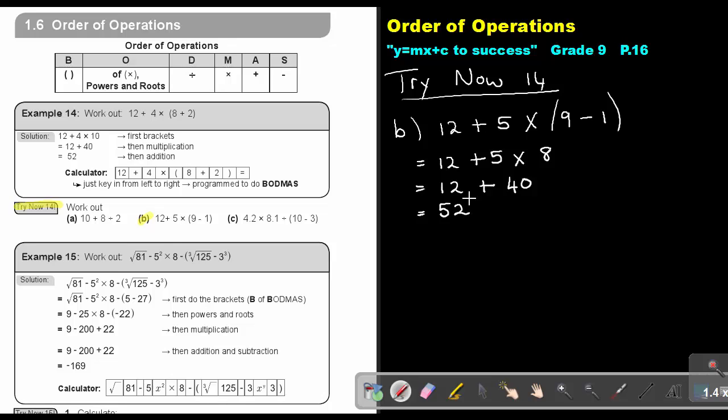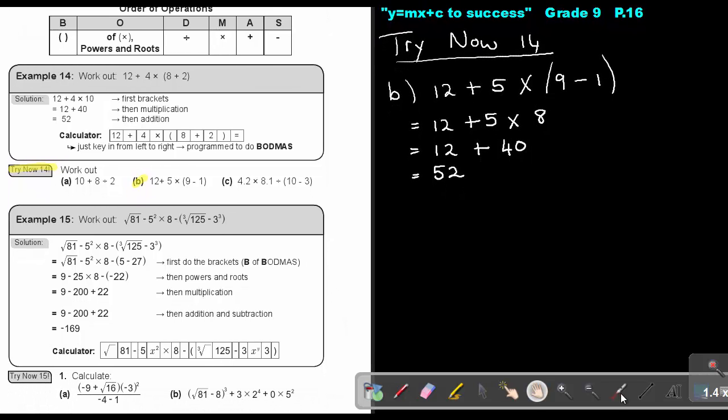Remember, if you do it on the calculator, just start from the left, go to the right, and just press everything in. Okay, let's look at another example. Work out, and now you see there's a square root, there's brackets, there's a cube root, there's a cube. So basically, we're first going to do the brackets. So we rewrite everything. The cube root of 125 will be 5. And the cube of 3 will be 27. Okay, so take the square root, that's 9. 5 times 5 is 25.